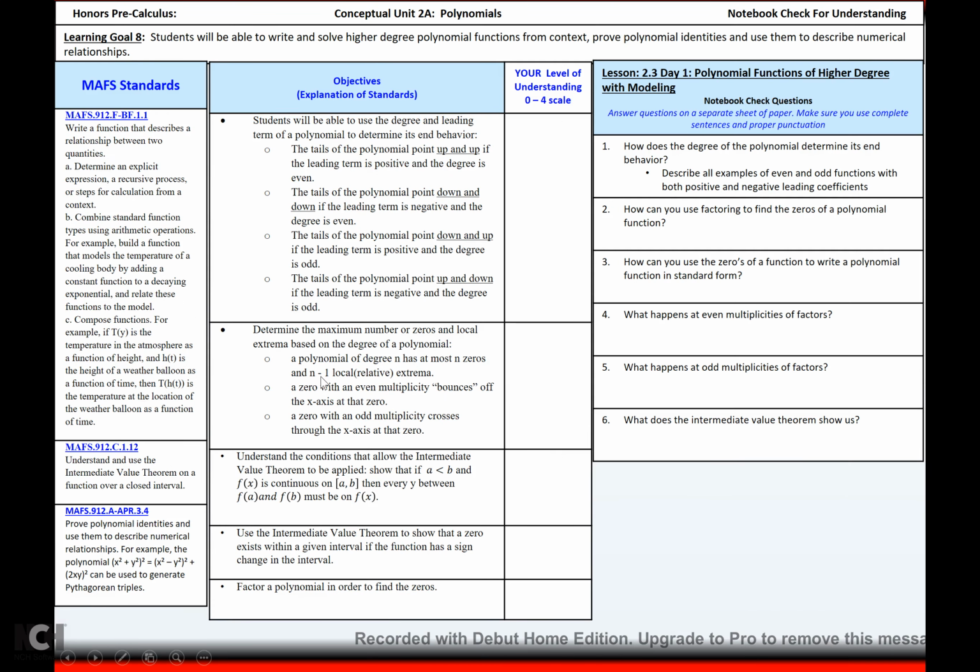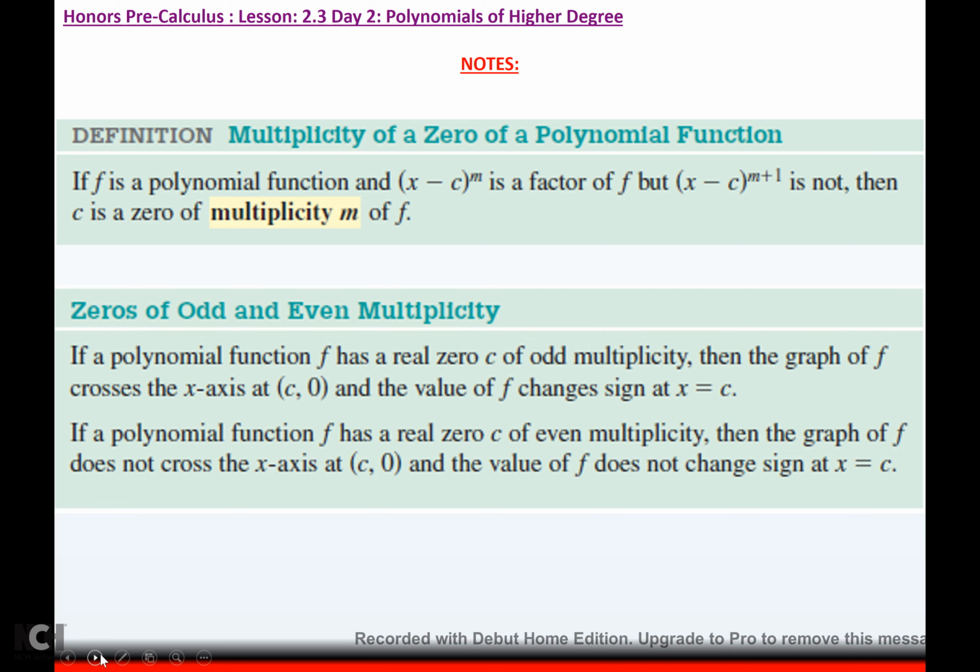So we are on day 2 of polynomial functions of higher degree with modeling. All right, we're going to start off talking about multiplicities of a zero of a polynomial function. Okay, if f is a polynomial function and (x minus c)^m is a factor of f, but (x minus c)^(m plus 1) is not, then c is a zero of multiplicity m of f.